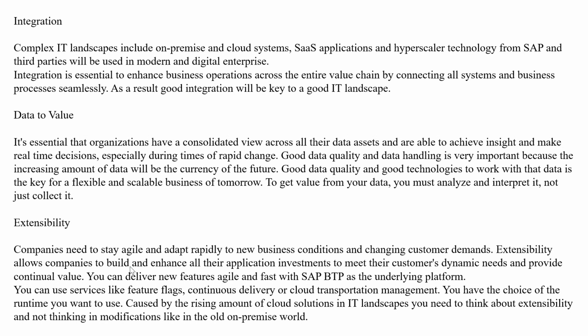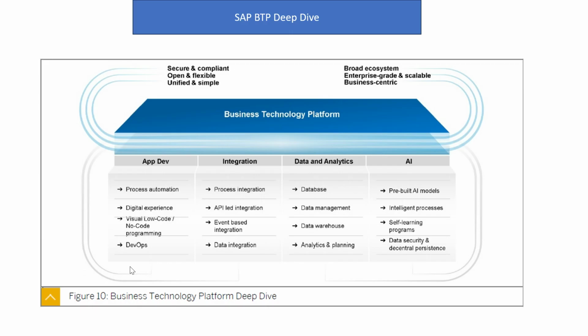So when it comes to extensibility, now you might have started a startup, right? Within a short period of time, it grows to a multinational company. So you should also have the feature of extensibility. Understood? So this SAP BTP provides the integration, data to value, and extensibility. Got it? So now, the business technology platform, as we have discussed, app development, integration. We have discussed data to value and extensibility.